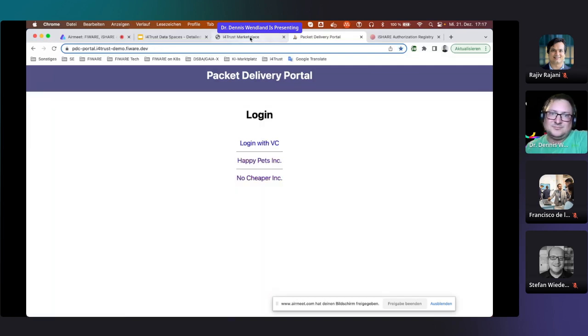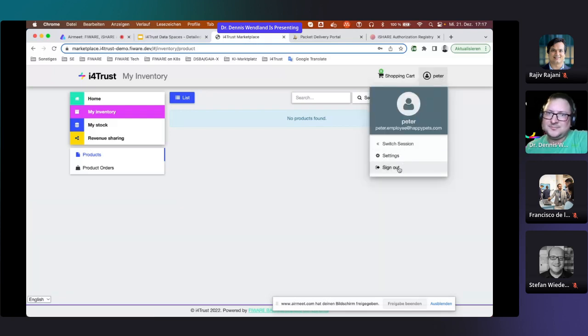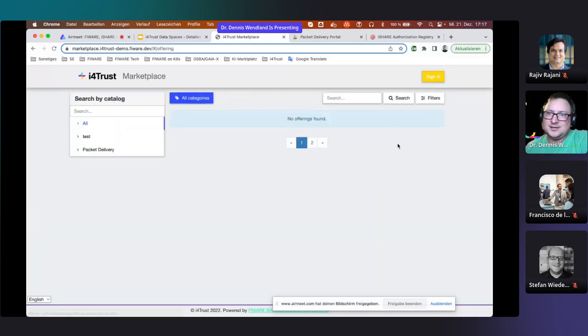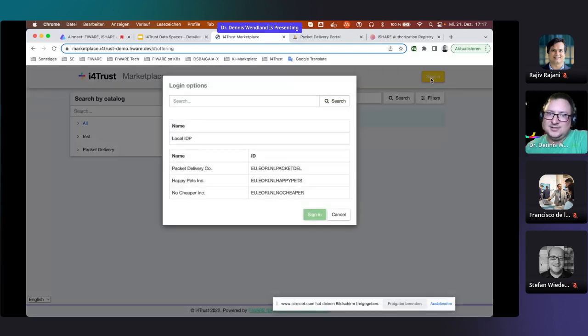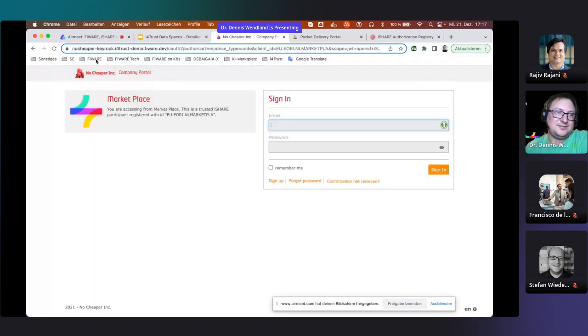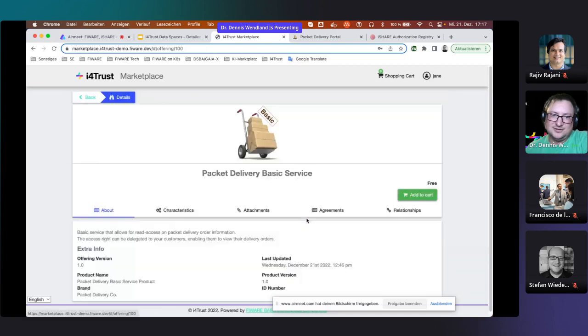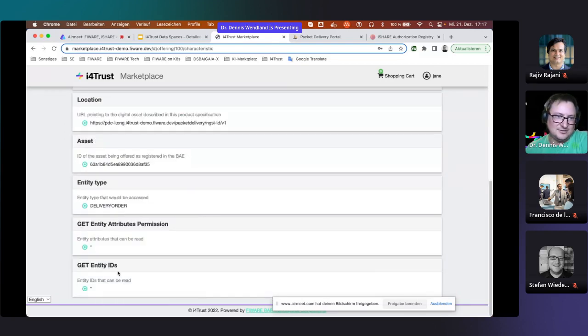Okay, maybe for a second example, now for NoCheaper, I will sign in again as an employee of the NoCheaper organization. Now I'm forwarded to a different IDP from this NoCheaper organization and log in as employee user. NoCheaper is only interested in this basic offering, which only allows read access. It's also seen here in the characteristics. So there are no patch permissions.